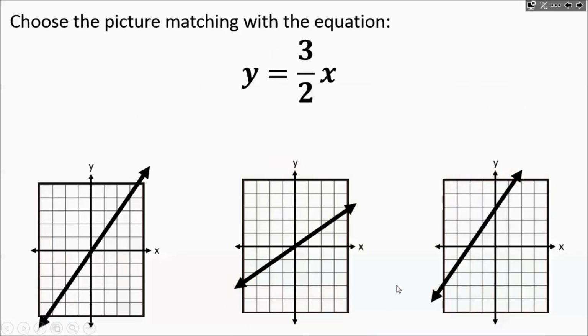y equals 3/2 of x. 3/2 times x. So we're going to see that the slope is 3/2. Well, that's a positive slope. These are all positive slopes.